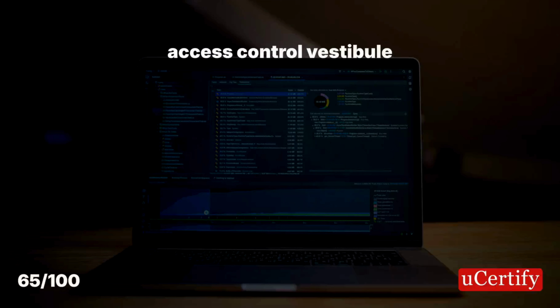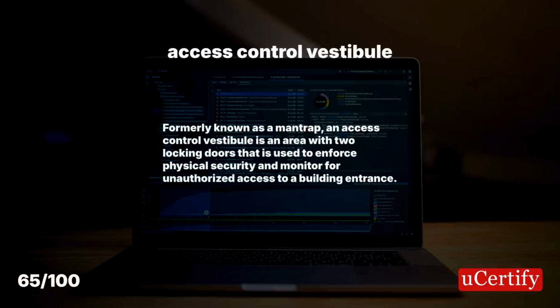Term: access control vestibule. Definition: formerly known as a man-trap, an access control vestibule is an area with 2 locking doors that is used to enforce physical security and monitor for unauthorized access to a building entrance.